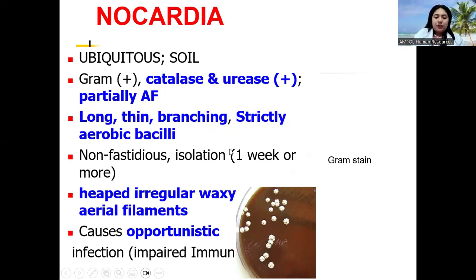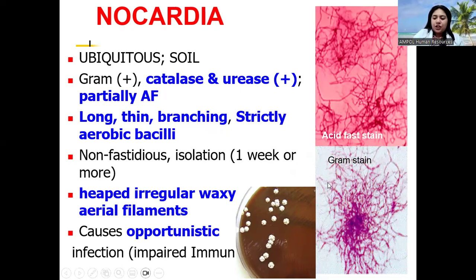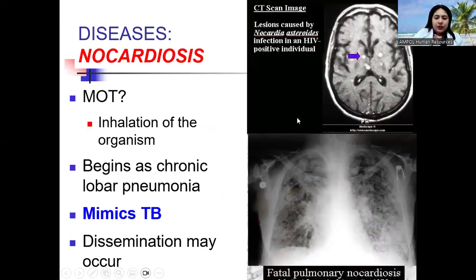It causes opportunistic infections, especially in those who are immunocompromised. On gram staining, it is branching. It is also modified acid-fast. Disease: nocardiosis. Nocardia asteroides is an infection mostly associated with HIV patients. Inhalation of the organism is the mode of transmission. It begins as chronic lobar pneumonia, which mimics tuberculosis. Dissemination may occur if left untreated, so it can reach as far as the brain.